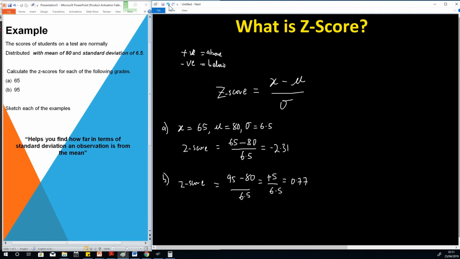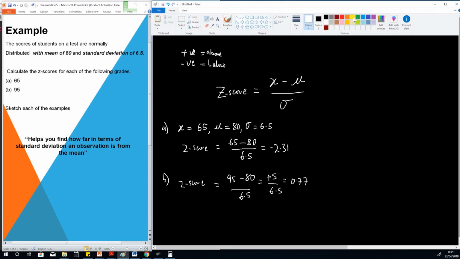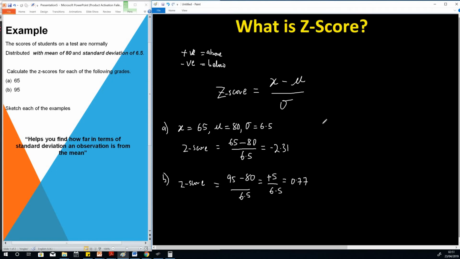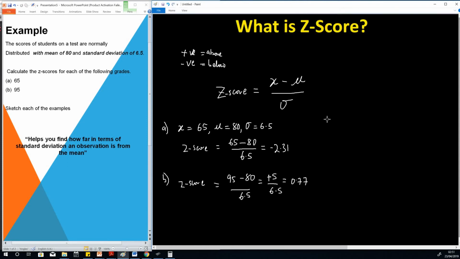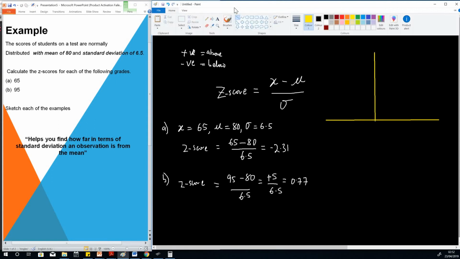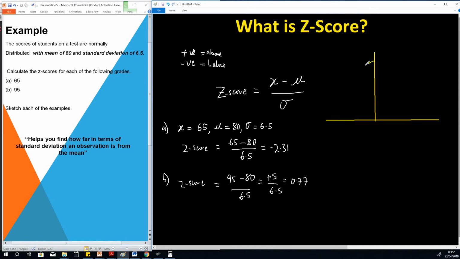So maybe we just try to sketch it, because that is part of the question. Let me take a yellow marker. If I'm to sketch it, I'm going to take a line, so we start with a line this way. Because if we are talking about Z-score, we are talking about normal distribution. So I'm going to try to sketch a normal distribution. Let me take back a pen. Something like this, then it comes down here. Not a very good job, but it's okay.